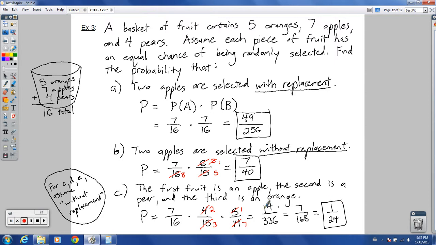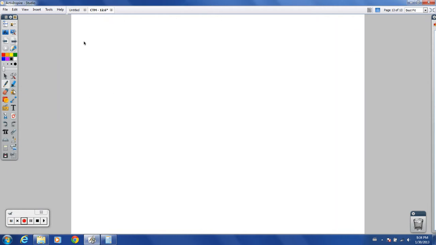If you would have noticed right away, though, that 7 and 7 could be reduced, and 2 and 16 could be reduced farther, cross-canceled farther, then you could have done the reduction earlier. But either way, any way you do it, just reduce as much as you can. In the end, you're going to get the right answer. This one should be 1 out of 24. Okay, let's continue to consider this, and we'll finish up this example on the next page here.